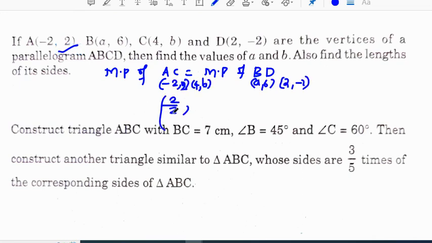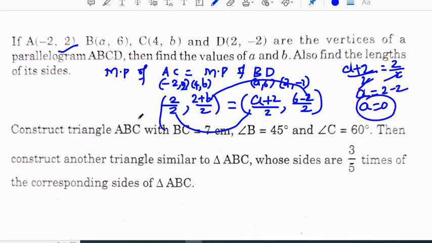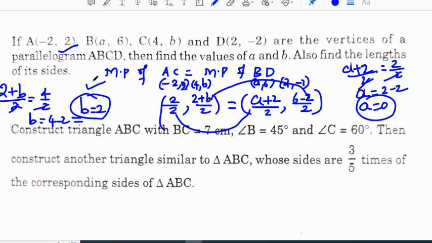Minus 2 plus 4 is 2 by 2 and y1 plus y2 by 2. 2 plus B by 2 should be equated with A plus 2 by 2, 6 minus 2 by 2. So we will equate x coordinate and also y coordinate. Let us equate x coordinate first. A plus 2 by 2 is equal to 2 by 2. 2 get cancelled. A is equal to 2 minus 2, which is equal to 0. And we will equate y coordinate. 2 plus B by 2 is equal to 4 by 2. 2 get cancelled. B is equal to 4 minus 2, which is nothing but 2. So the value of A is 0 and B is 2.